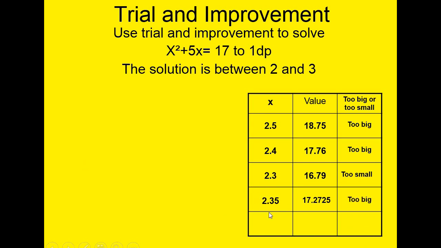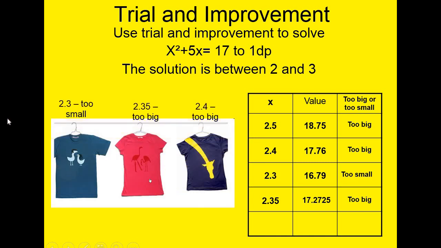So because that's slightly too big, then we know our solution is now between 2.3 and 2.35. So if you have a look at this, 2.3 was too small, 2.4 was too big, but 2.35 is also too big. So our answer lies between these two. So if the answer lies between these two, anything in that range will round to 2.3. So your solution is 2.3.